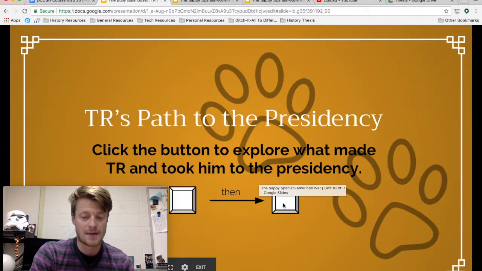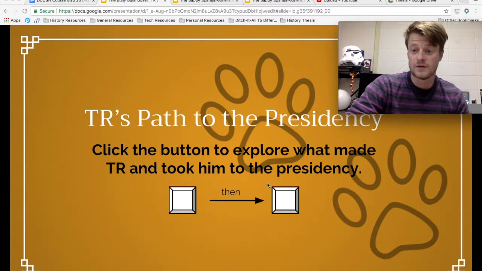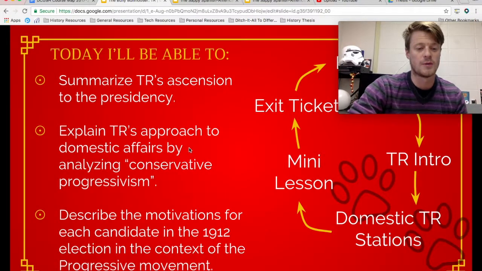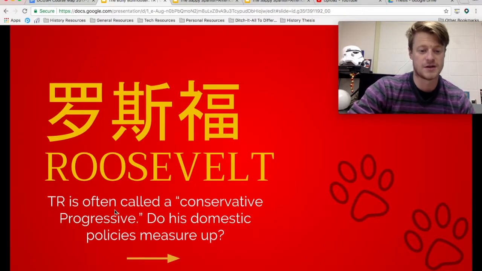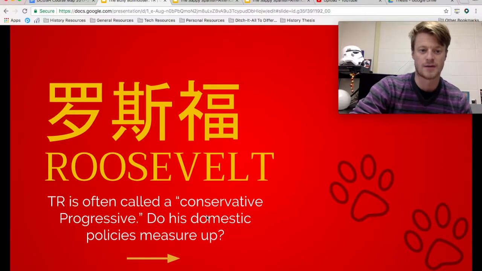Okay, the thing you'll need to do next is reflect. I'm going to skip that because I'm just focusing on the content here. Okay, so, approach to domestic affairs by analyzing conservative progressivism. He's often called a conservative progressive. Do his domestic policies measure up?